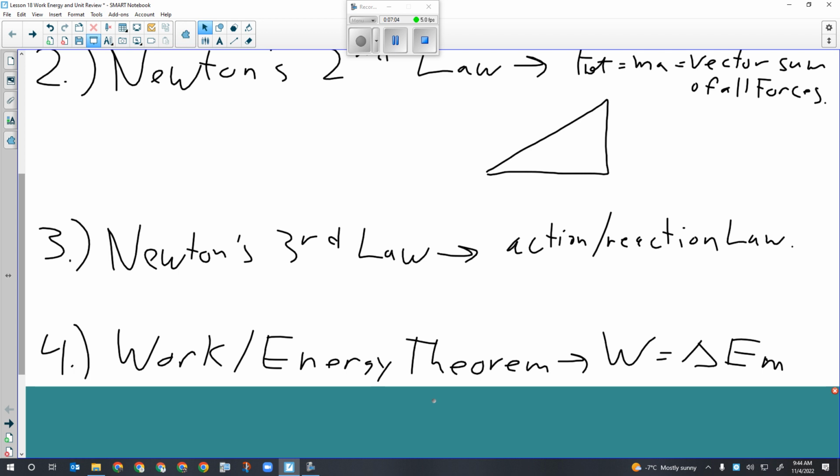Newton's second law and work energy theorem are probably the two most important concepts in high school physics, possibly in all classical mechanics. They dictate why things move, how they move, all of that. So understand that those two things are probably the two most heavily weighted things on your unit exam.